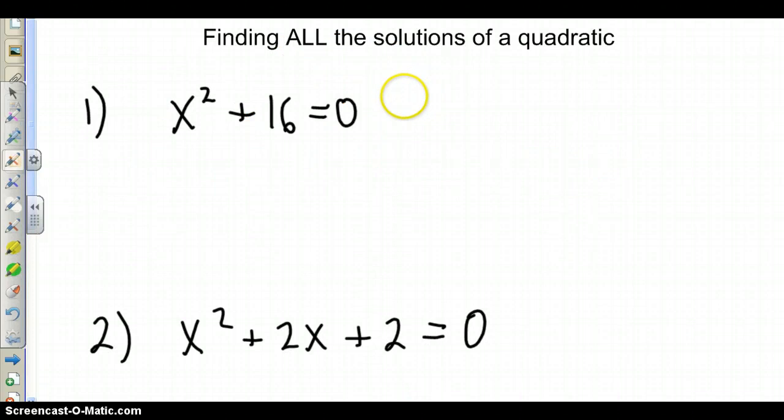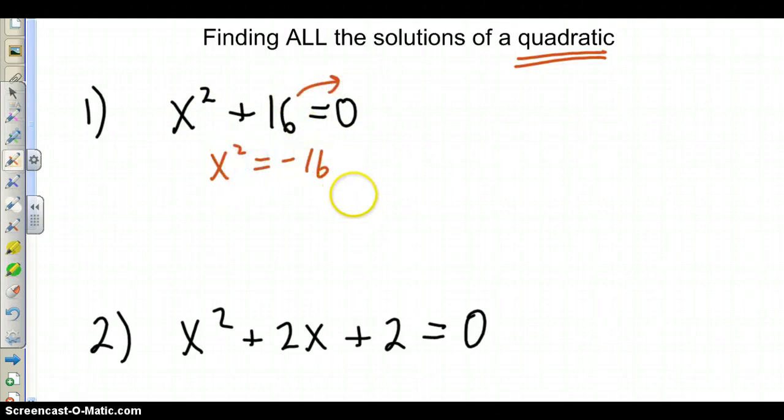Find all the solutions of a quadratic. So you might be saying, why are we studying complex numbers when we're doing quadratics? Because sometimes you get a quadratic like this, where you can actually solve this for x. I mean, let's try to solve this for x. x squared equals negative 16. We move that number over by subtracting it. And then, of course, you're going to take the square root of both sides. Don't forget plus or minus.